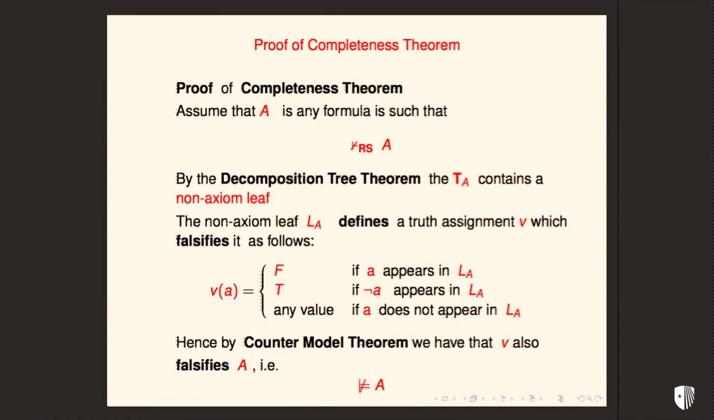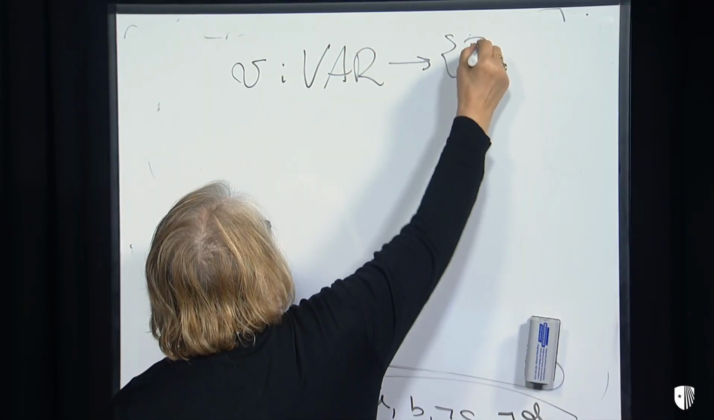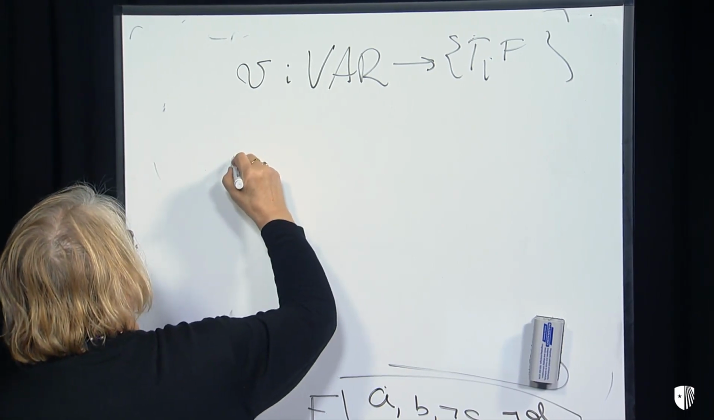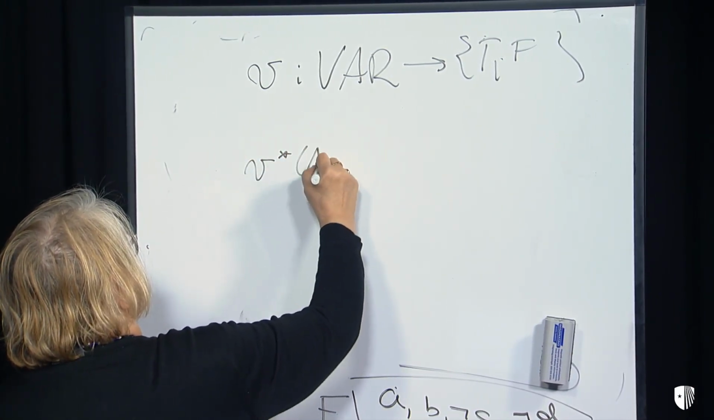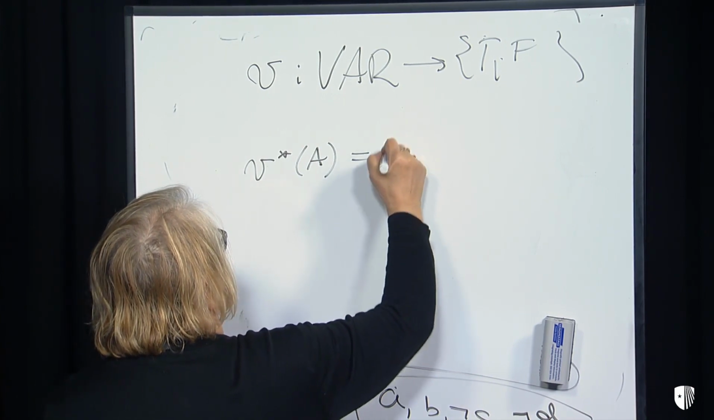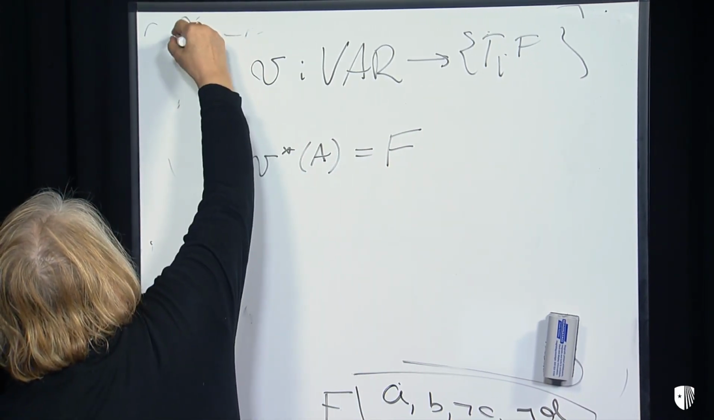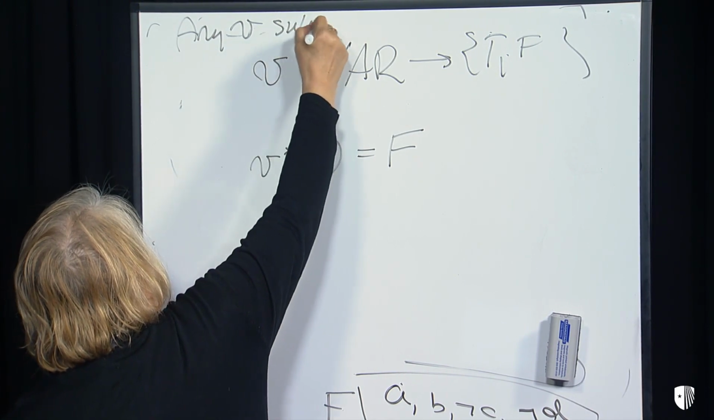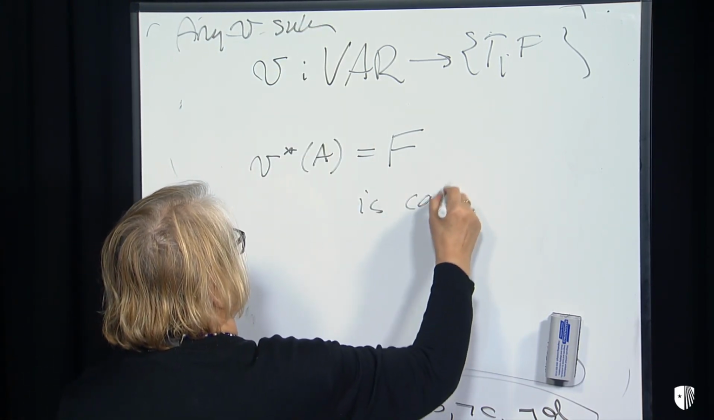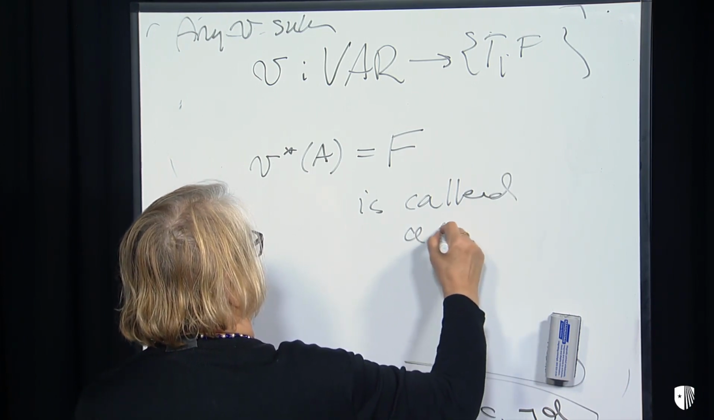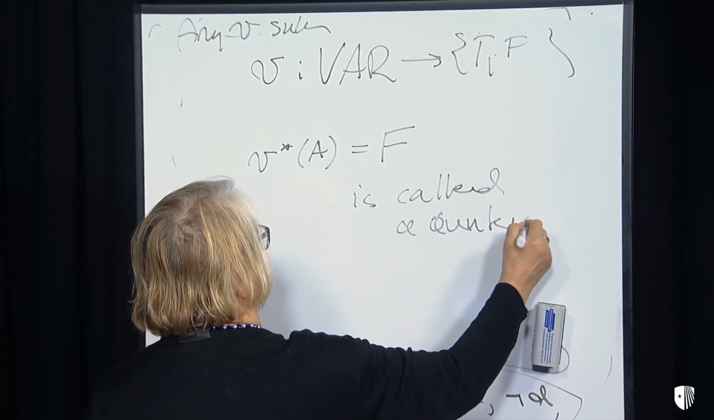Now, there's another reminder that what is a contramodel? Contramodel is V, which has all variables into T, F such that V A equal F. Any V is called a counter model, right?